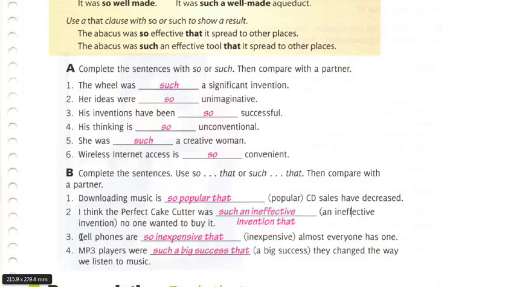Number three, cell phones are so inexpensive that almost everyone has one. So the adjective is inexpensive, we use the word so, and we add that at the end. Number four, MP3 players were such a big success that they changed the way we listen to music. Okay, so we have the auxiliary word a. So we're going to use such at the beginning, and we end with the word that.